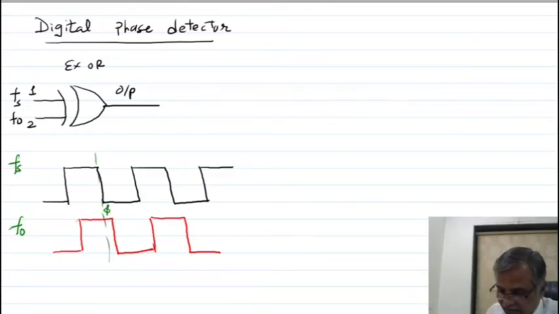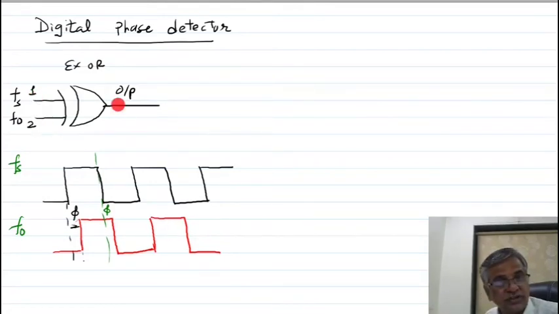You can see here in the diagram, the Fs is leading by phase phi compared to Fo. So during this time interval, one of the inputs is high and the other input is low. We know that when both inputs of the exclusive OR gate are at different levels, the output is high. So here during this time interval, this is your 1, this is your 0 level, so the output is high.